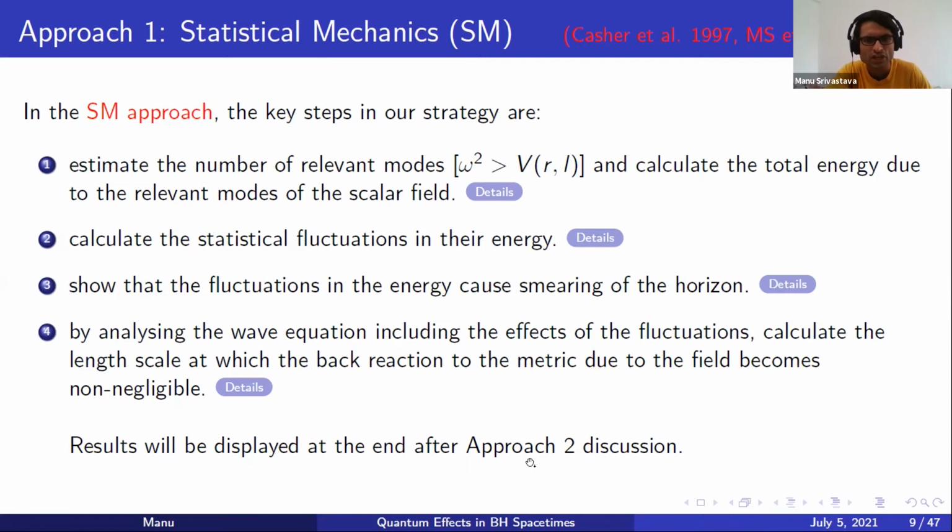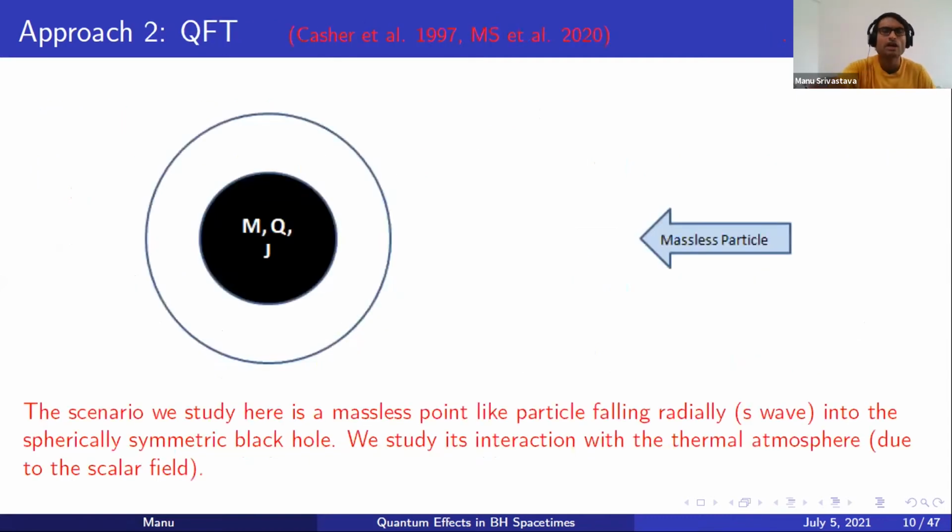Now the QFT approach is a totally independent approach. What we do is, we know that there is a black hole, and we introduce a quantum scalar field, so there will be these Hawking particles, this Hawking atmosphere, around the black hole horizon. And we consider an external massless particle falling in towards the black hole. This is an external particle which is introduced just for the purpose of our calculation.